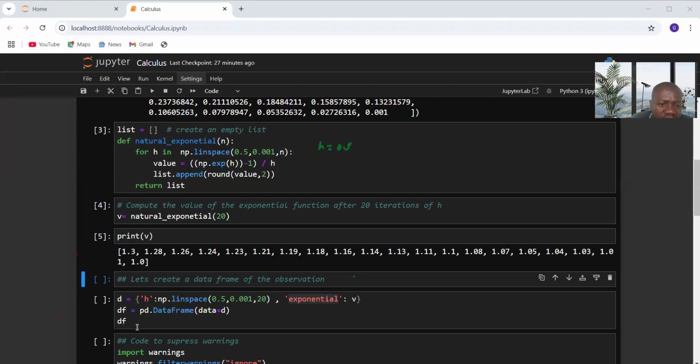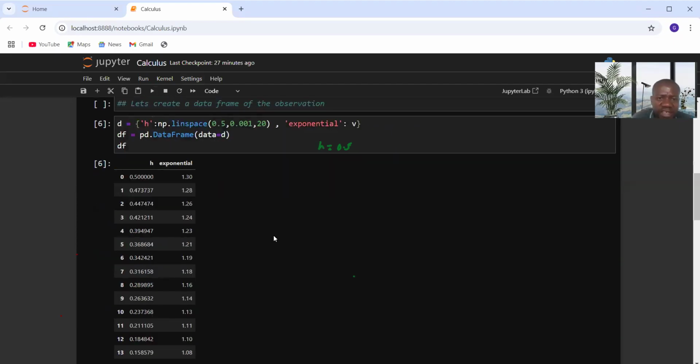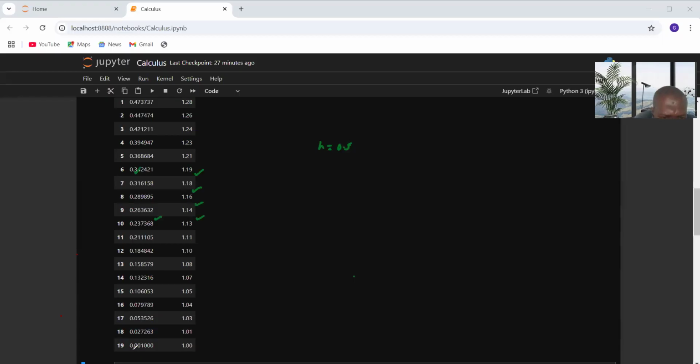So now let's display these as a data frame. When we display this as a data frame, you can easily see that here it shows the value of h. To say when h is 0.5, the output is 1.3, 0.47, 1.28, 0.45, 1.26, 0.42, 1. You see that when h decreases until when it becomes 0.01, then what is the output now? This becomes 1.